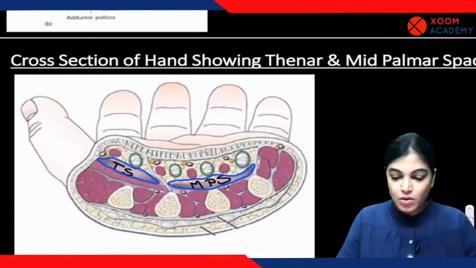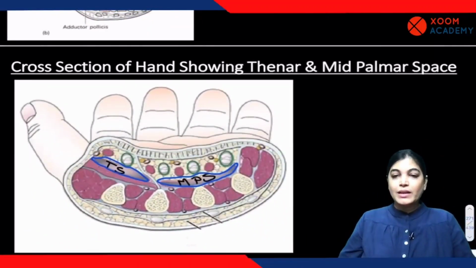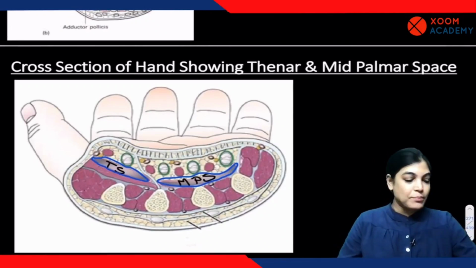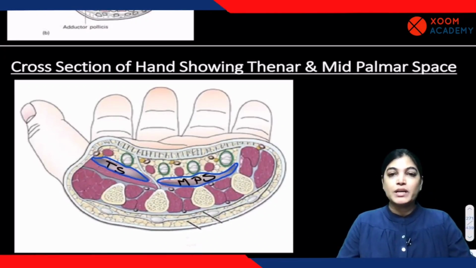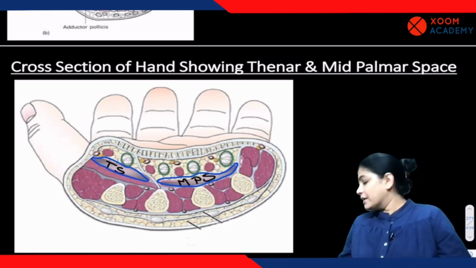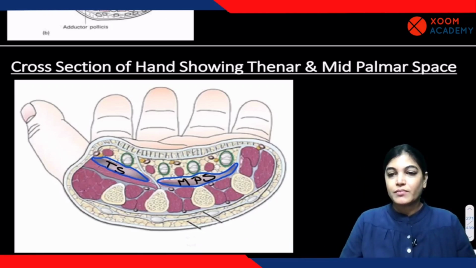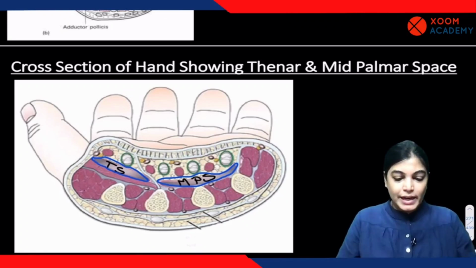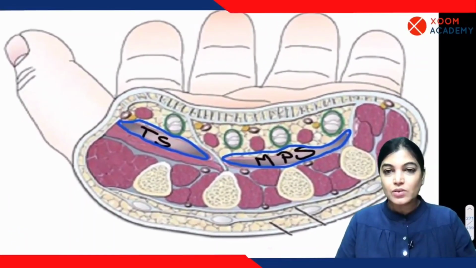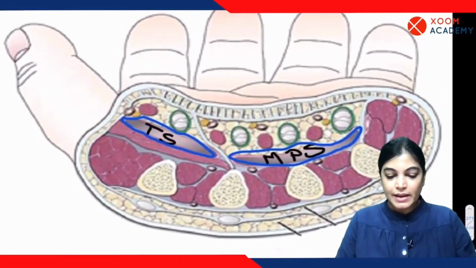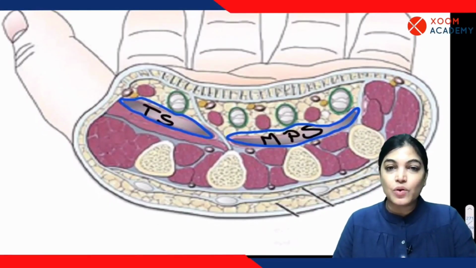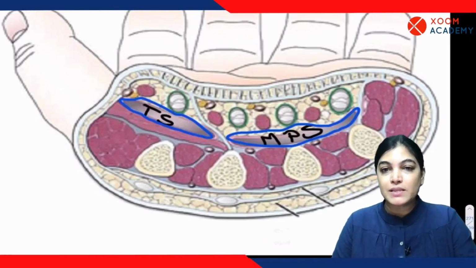Let me show you this cross-sectional image. In this cross-sectional image of the hand, you can very nicely appreciate the thenar and the mid-palmar space. Let me enlarge this diagram. Everyone, can you see this diagram? I have written the letters TS and MPS. TS means thenar space and MPS means mid-palmar space.